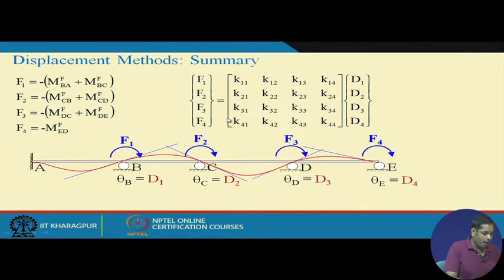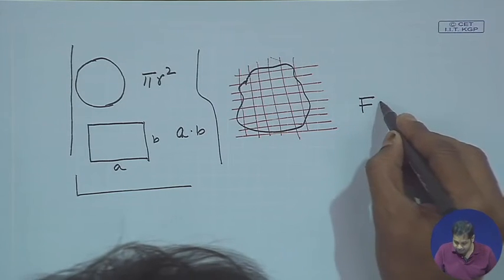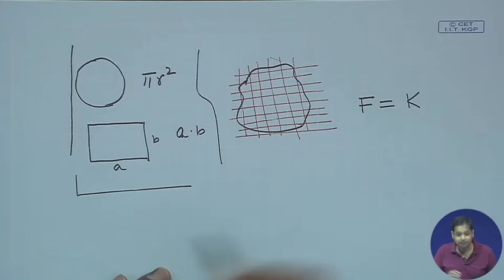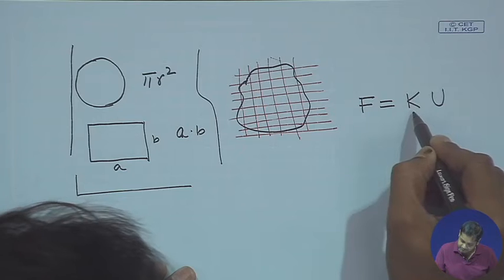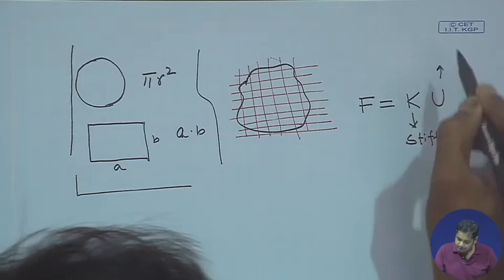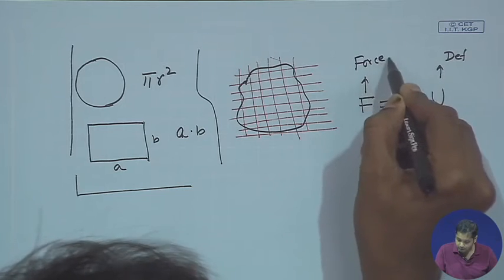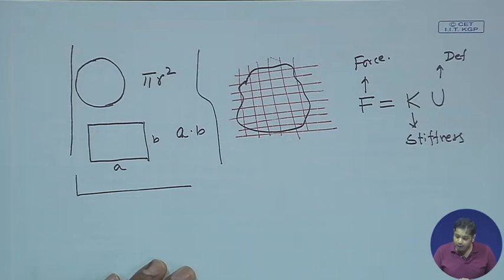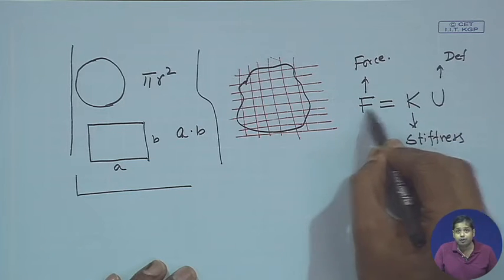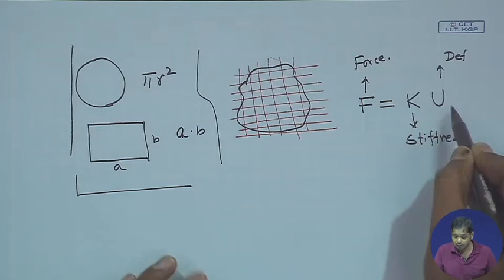Okay, so that means if we have a force, this is the force, then this force is equal to some stiffness K times U, and this U is the displacement. This K is the stiffness, and this is displacement or deformation, and this is force.